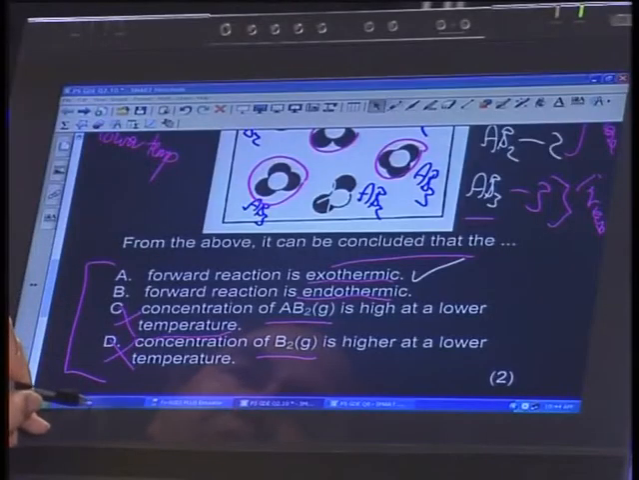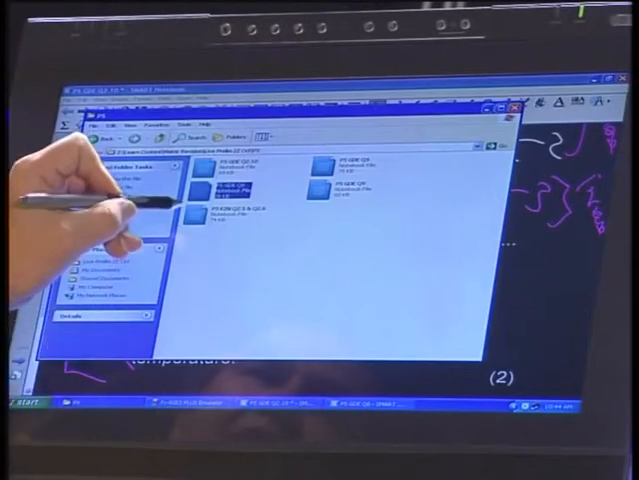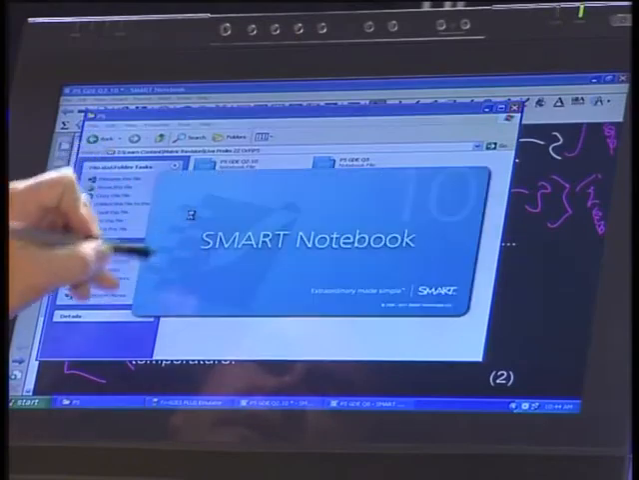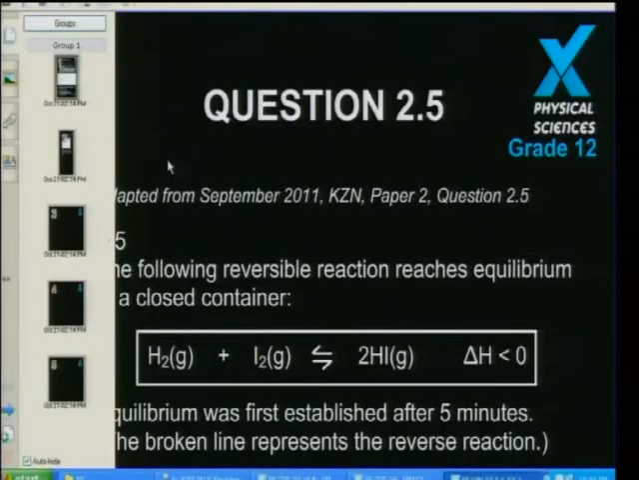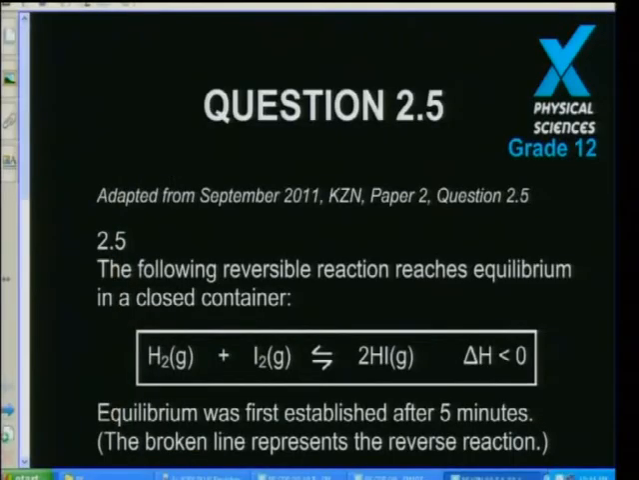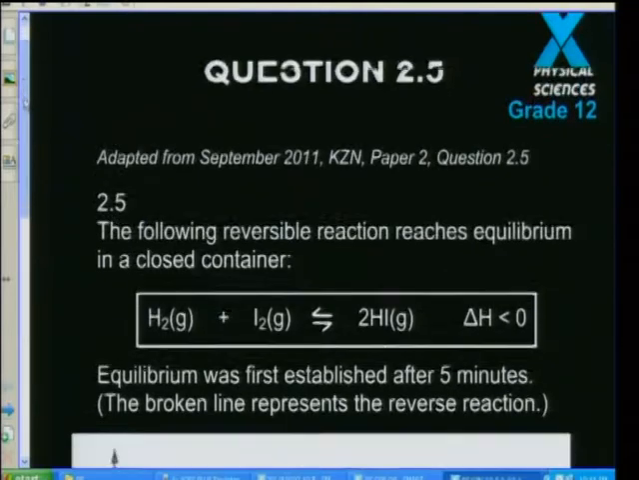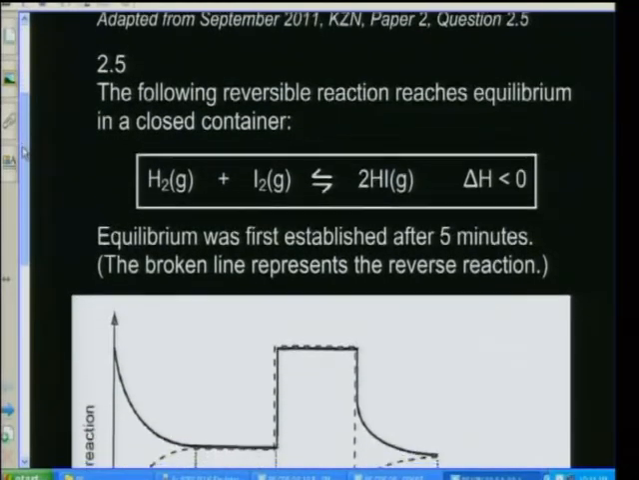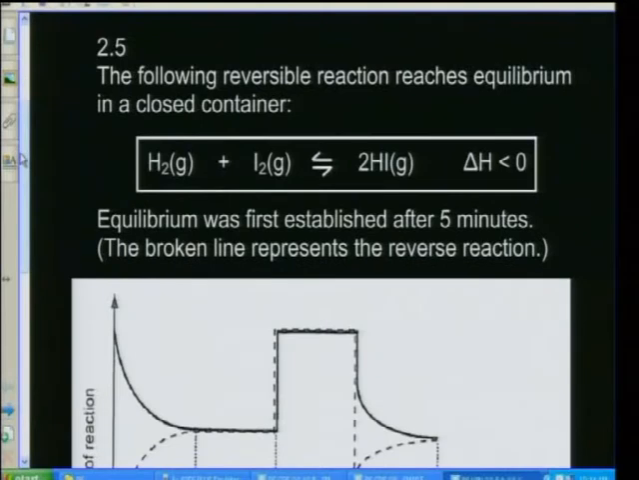Okay, let's see what we've got. I think we've got another question that is related to this. So let's pull it up, and we are going to take a look at the KZN questions on Kc that happened in the short questions. Question number 2, and let's see if we can apply this.